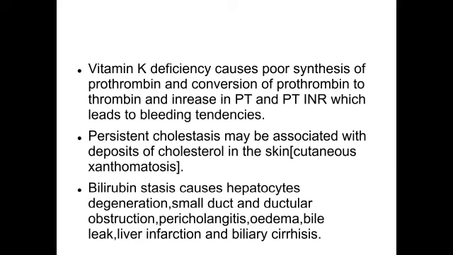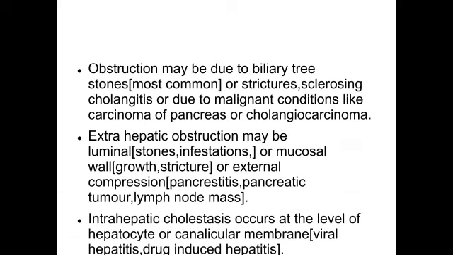Vitamin K deficiency causes poor synthesis of prothrombin and conversion of prothrombin to thrombin, and an increase in PT and PTINR, which leads to bleeding tendencies. Persistent cholestasis may be associated with deposits of cholesterol in the skin, and that is called cutaneous xanthomatosis. Bilirubin stasis causes hepatocyte degeneration, small duct and ductular obstruction, pericholangitis, edema, bile leak, liver infarction and biliary cirrhosis.